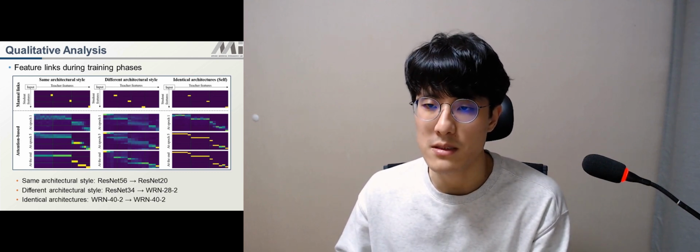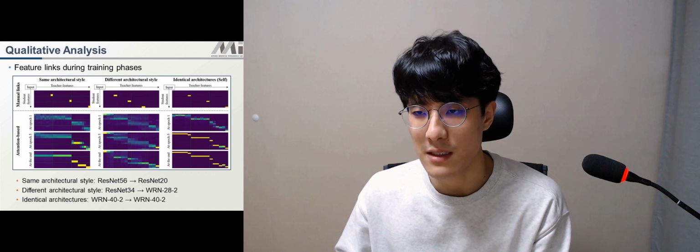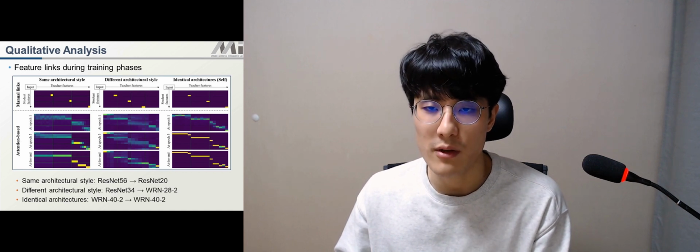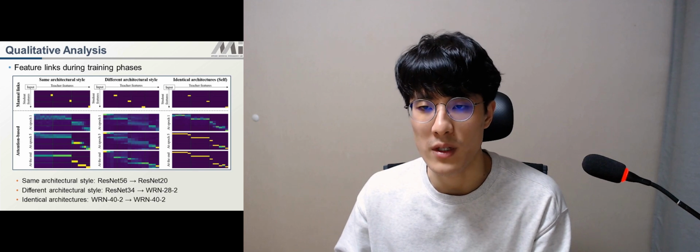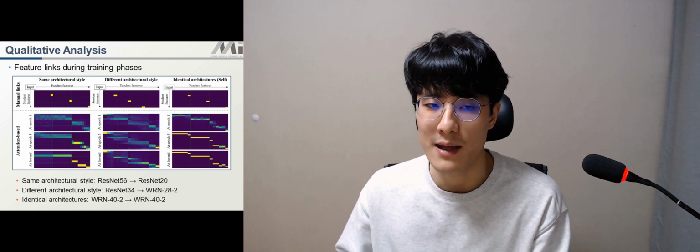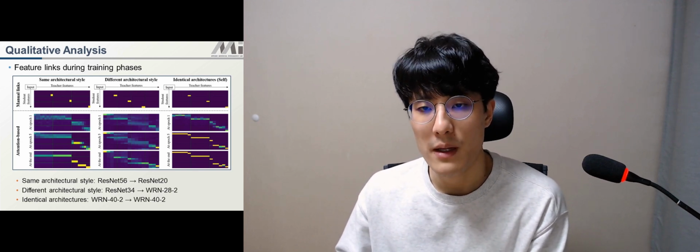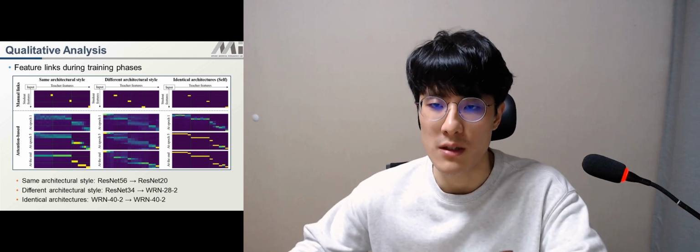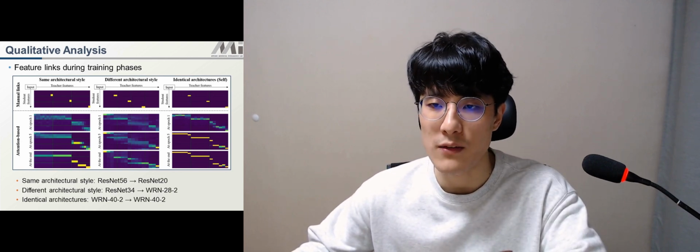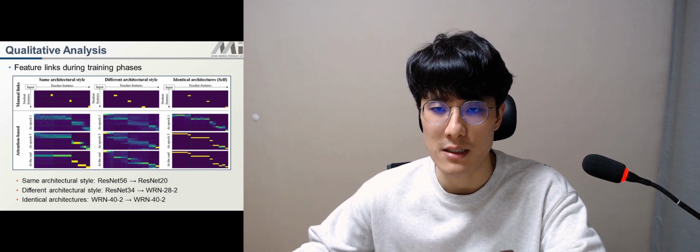Yellow square means the intensity of the link is large, and purple square means low intensity between feature links of student and teacher. Manual link refers to the link used by the existing feature-level distillation model, such as attention distillation or FitNet.